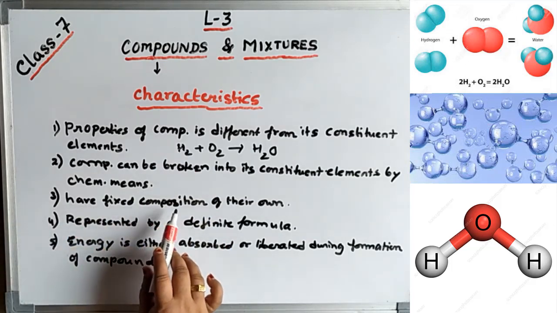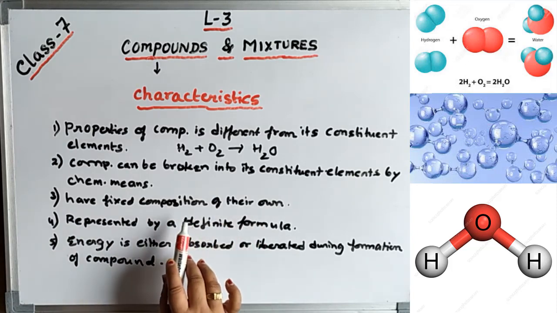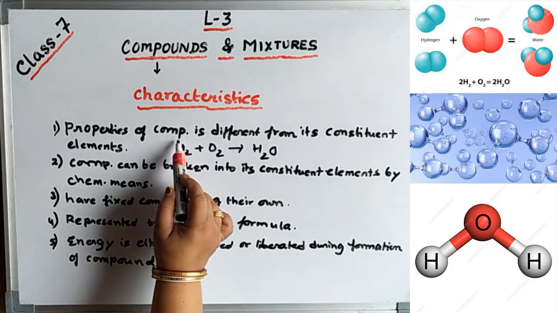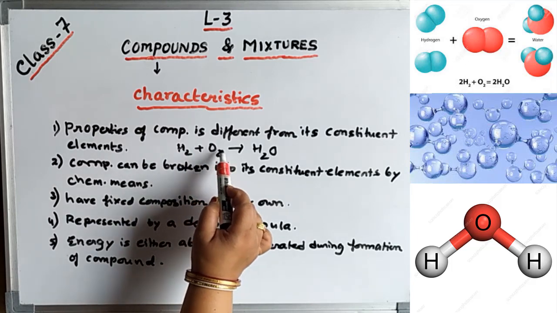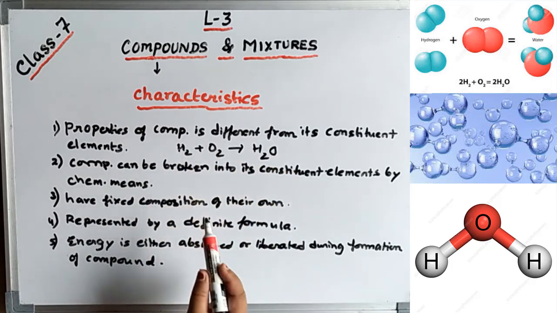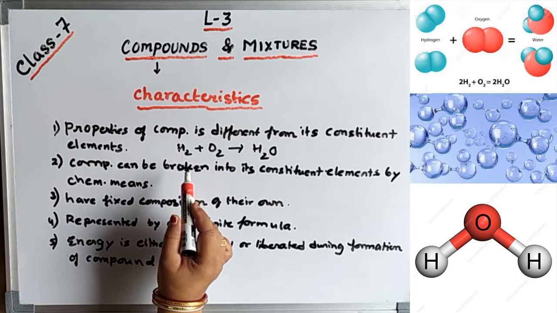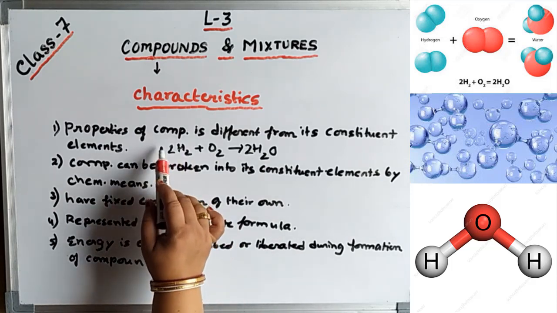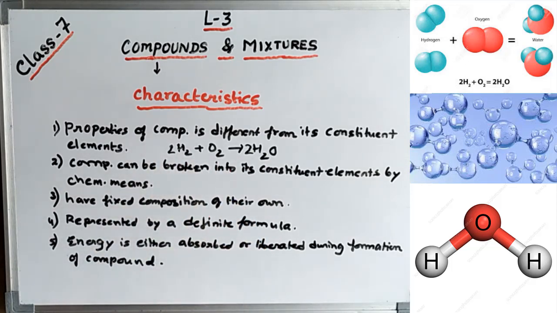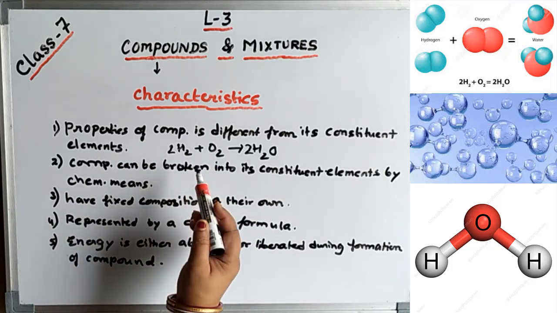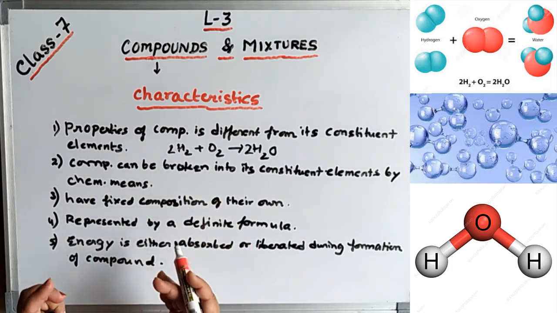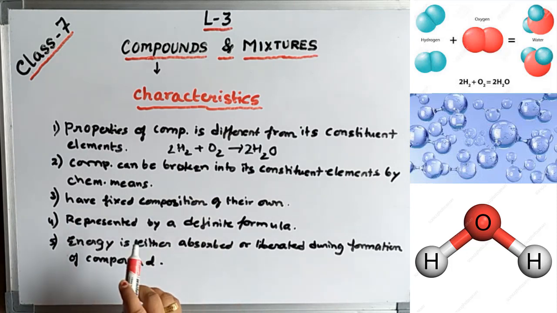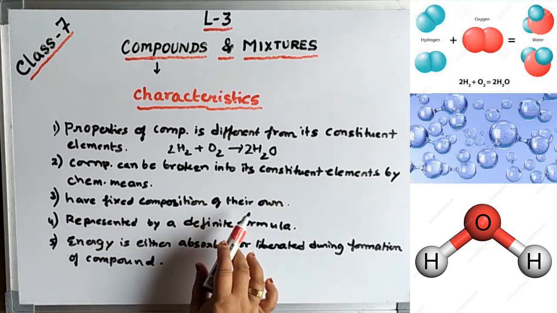Third, they have a fixed composition of their own. Fixed composition means what? This is one molecule, this is also one molecule, and to balance them it becomes 2. When we form a compound from its elements, each element bears a fixed ratio, a fixed composition. You cannot change the composition as you wish. So they always have a fixed composition of their own.